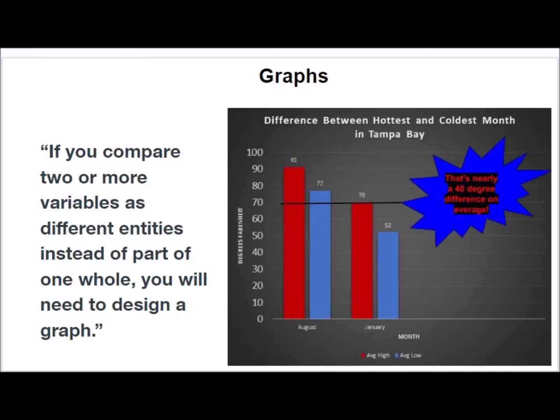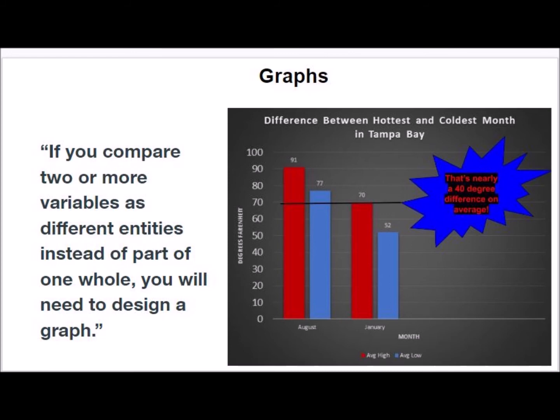If you compare two or more variables as different entities instead of part of one whole, you will need to design a graph. For example, you could use a double bar graph to compare the hottest month, August, with the coldest month, January. Even though August and January are technically part of one whole, the calendar year, in this graph they are being compared as distinct months.